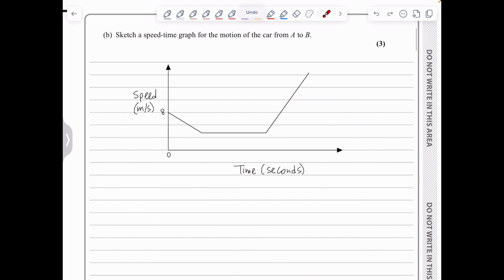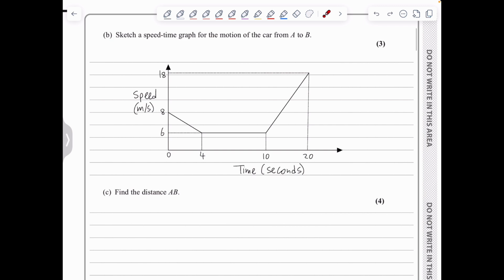We know that the initial velocity was 8. We know that after 4 seconds we have dropped by 2 meters per second in speed, so we're now at 6. We have maintained the speed of 6 for the time of 4 up to 10, and then at 20 seconds we're traveling at a speed of 18. So this completes the speed time graph.